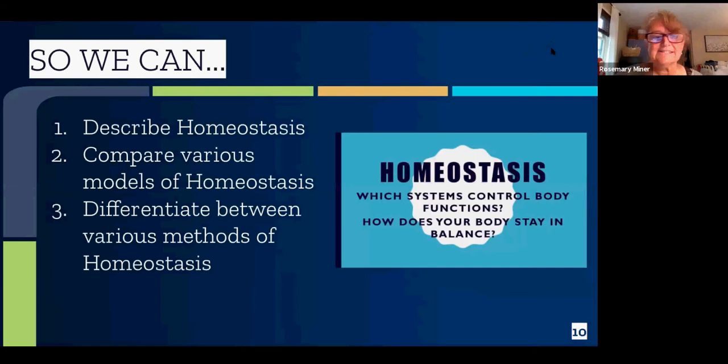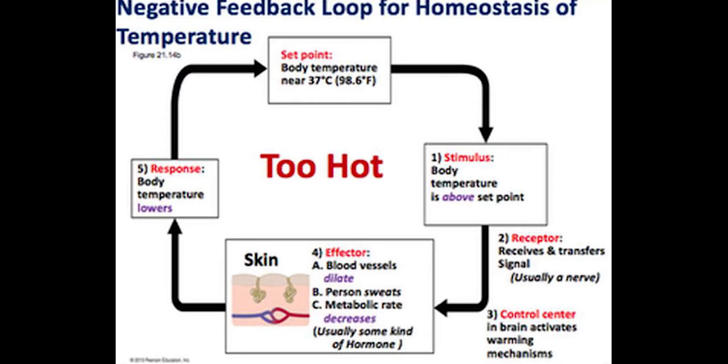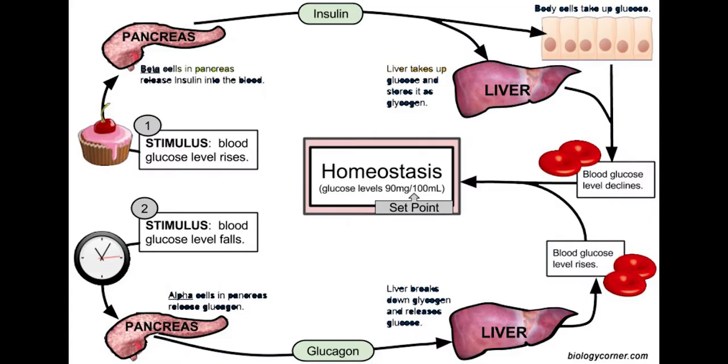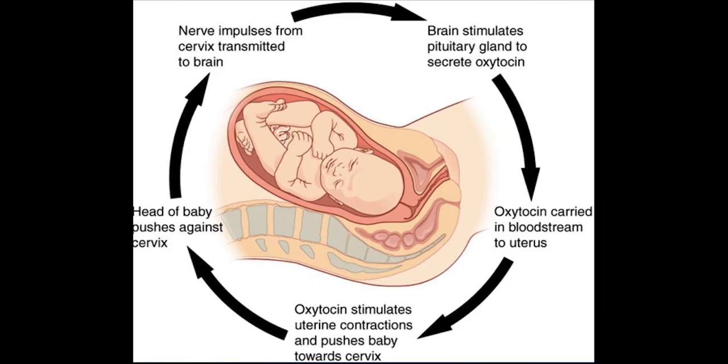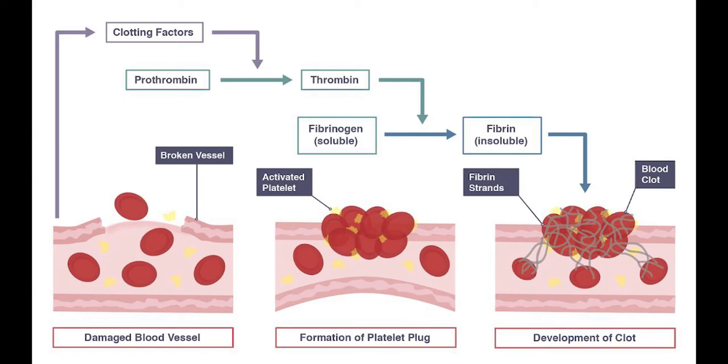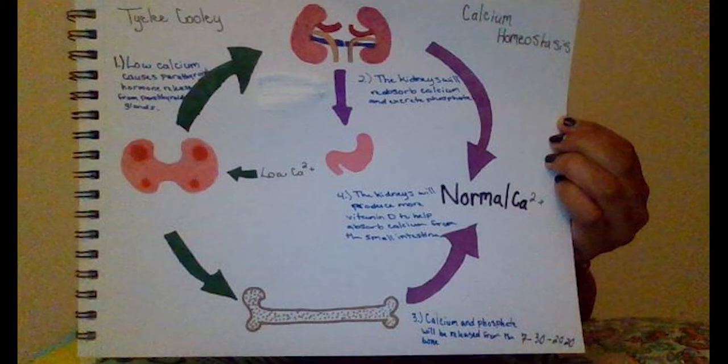So the reasons that we're doing this is that we want to be able to define homeostasis, compare various models of homeostasis, and differentiate between methods of homeostasis. And look at models they did. From homeostasis processes in the body, like heart rate and regulating temperature, students had to create models of their own to explain homeostasis.